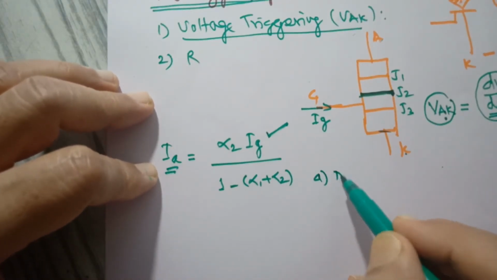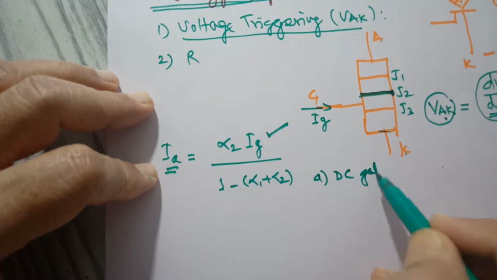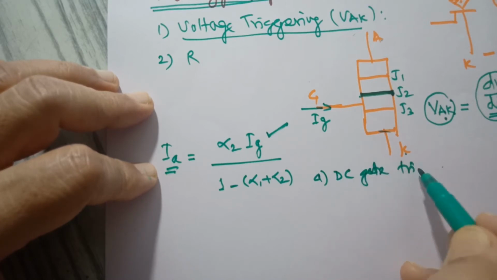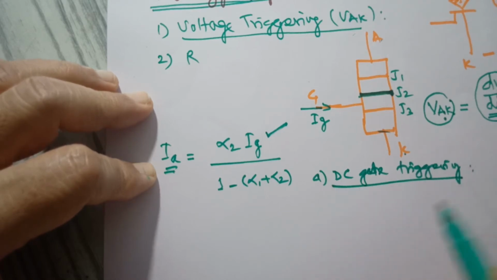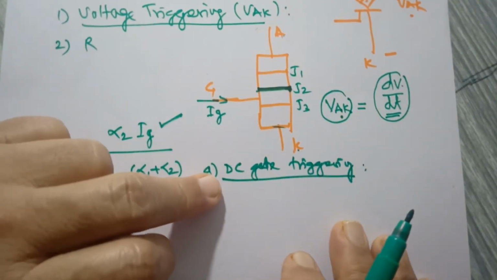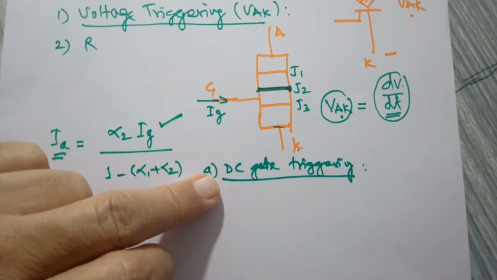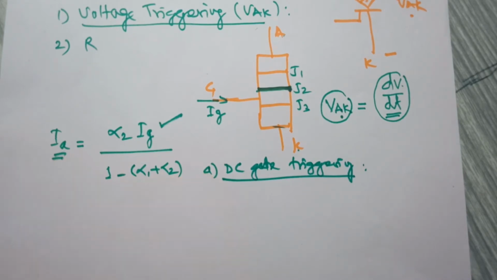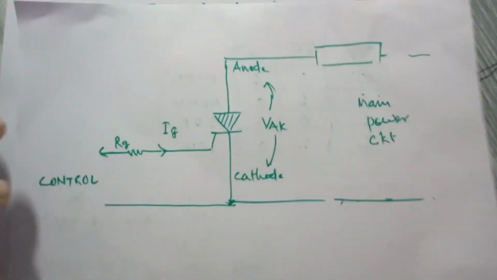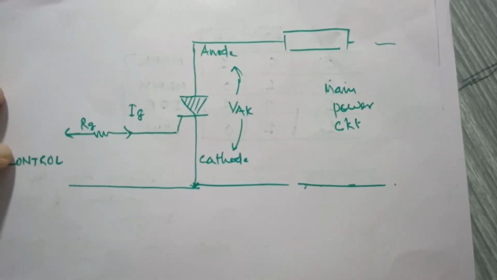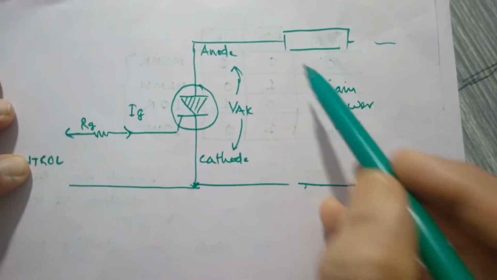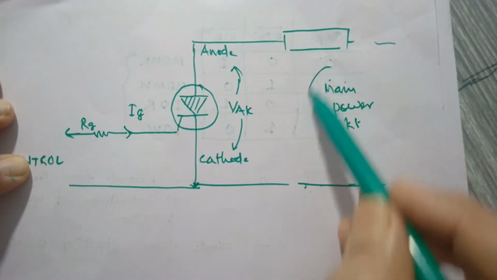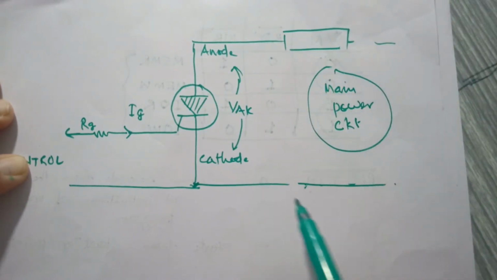By just using the DC gate voltage, and that is called DC gate triggering. The name itself indicates that we apply DC voltage to the gate like this. So this is just a sample circuit where this is the SCR, there is a load, and the power circuit is there where power is to be controlled.